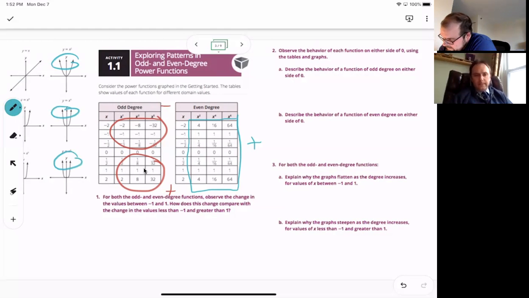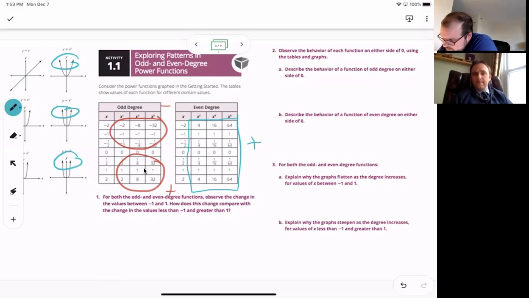And so we could pay attention to these questions. Odd and even degree functions observe the change in values from -1 to 1. So for the odd ones, they're opposites, and for the even ones, they're the same. That makes sense to me. And then greater or less than, it kind of follows the same pattern. For odd ones, we have like 32 and -32. For even ones, we have the same number, 64 and +64.